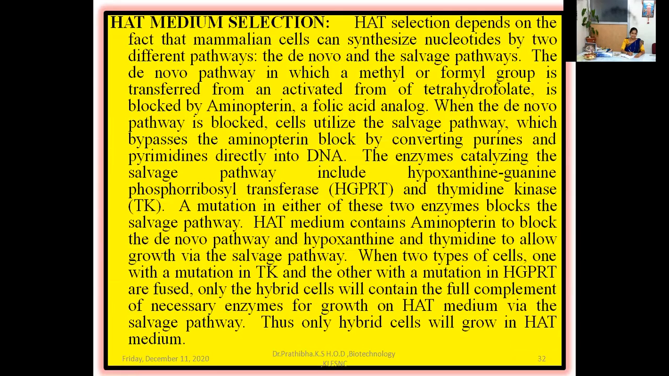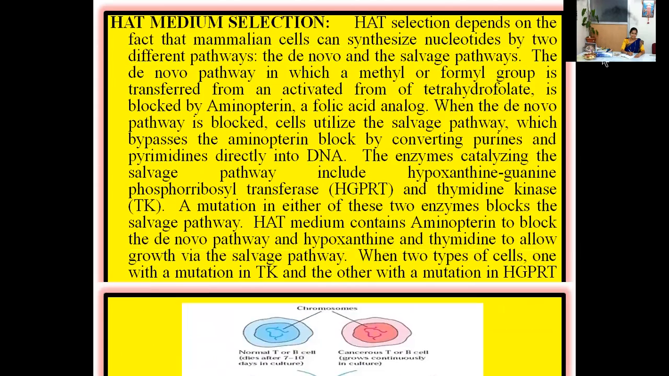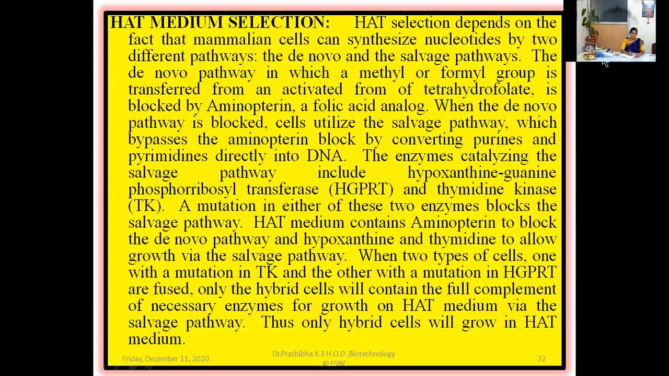HAT medium selection. HAT selection depends on the fact that mammalian cells can synthesize nucleotides by two different pathways, that is the de novo and salvage pathways. The de novo pathway, in which a methyl or formyl group is transferred from an activated form of tetrahydrofolate, is blocked by aminopterin, a folic acid analog.